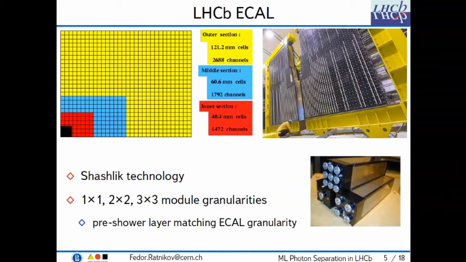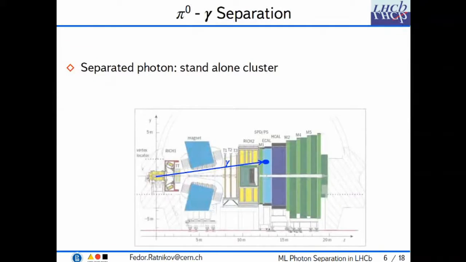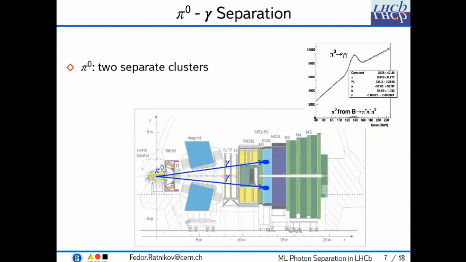the idea about the LHCb electromagnetic calorimeter. It is made from modules, and those modules are all the same size, but the granularity of cells inside modules is high in the center and lower in the outer region. So this is our detector. And if a photon is produced, then it gives a cluster in the calorimeter, so it's easy.